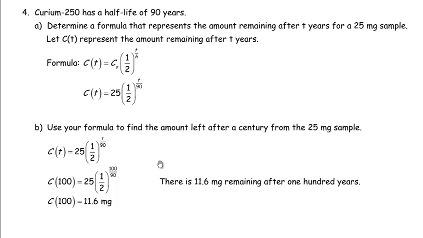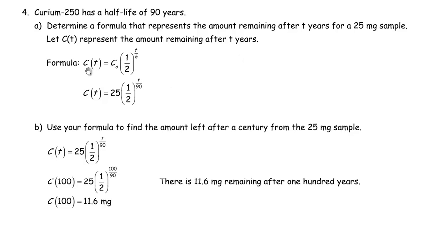Question number 4. Curium-250 has a half-life of 90 years, and we're asked in A to determine a formula that represents the amount remaining after t years for a 25 milligram sample. So I'm going to let C of t represent the amount remaining after t years. And so here's the formula.